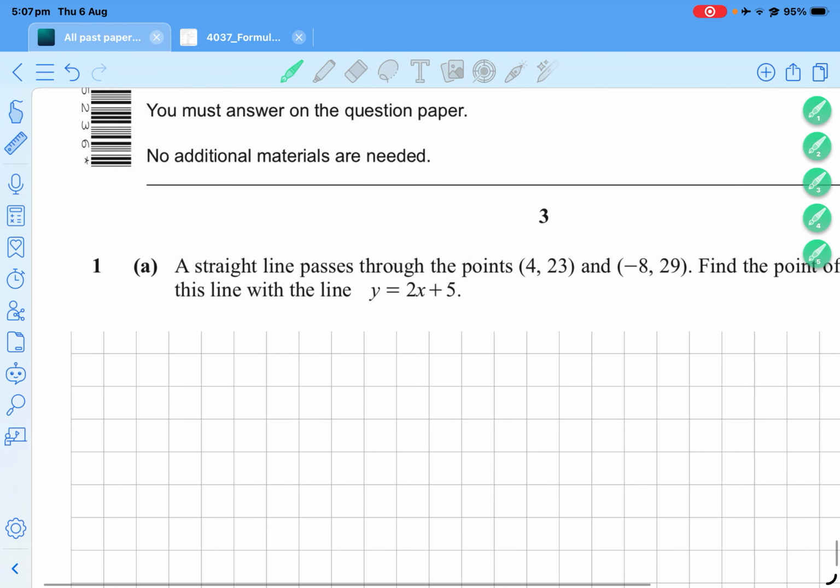So to find the gradient, we will do first this minus this and this minus this. So 29 minus 23 over minus 8 minus 4, which is 6 over minus 12, and this will give us minus 1/2.